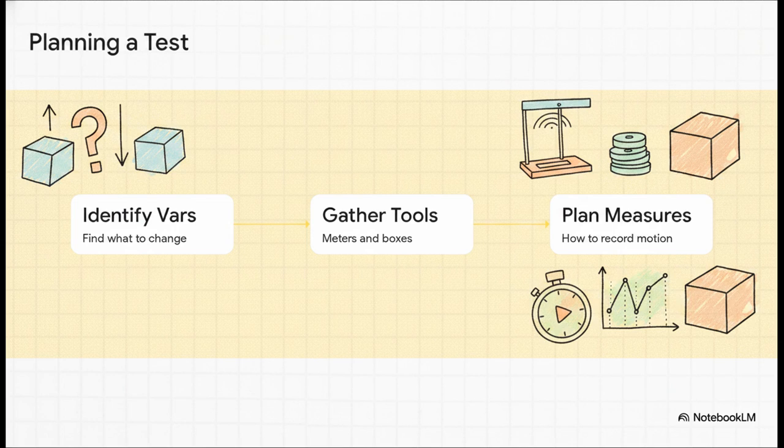Okay, to set up an investigation that actually meets those physical science standards, you really have to follow 3 crucial steps. First up, you have to identify your variables. Basically, figure out exactly what you're going to change and what you're going to measure. Second, gather your tools. Think force meters, standard weights, and the actual boxes you'll be pushing. And third, plan your measurements. You have to decide exactly how you'll record the change in motion so that someone else, literally anyone, could come along and repeat your exact steps.